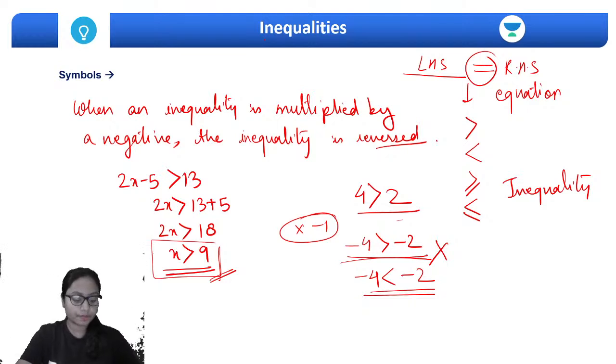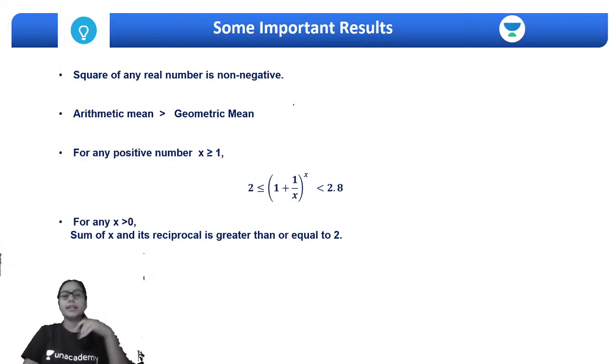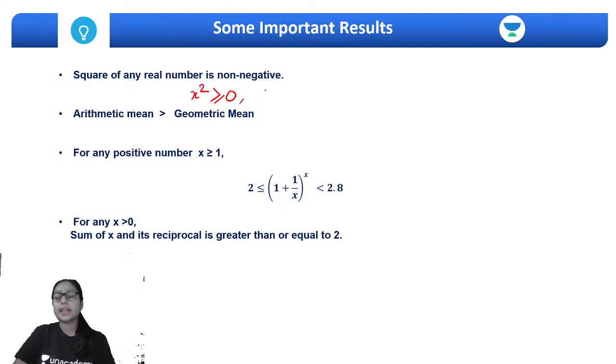All right. Now let us discuss some of the important results related to inequalities. The square of a real number is non-negative. It means if you take a real number x, then x square is always greater than or equal to 0. Here equality holds only when x is 0. So when the value of x is 0, x square would be equal to 0.